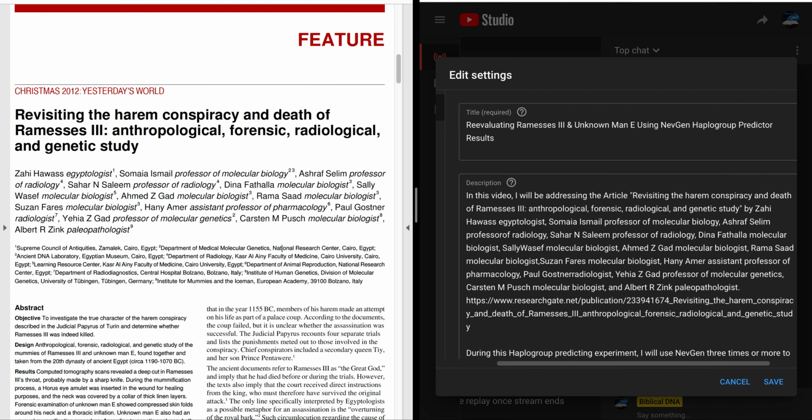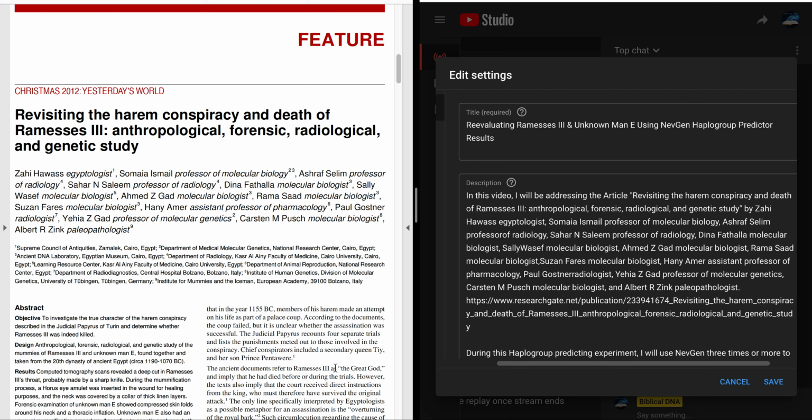Hey y'all, it's Biblical DNA, and today we're going to be reevaluating Ramses III and Unknown Man E using NevGen Haplogroup Predictor results. In the article to the left, we have Revisiting the Harem Conspiracy and Death of Ramses III: Anthropological, Forensic, Radiological, and Genetic Study.